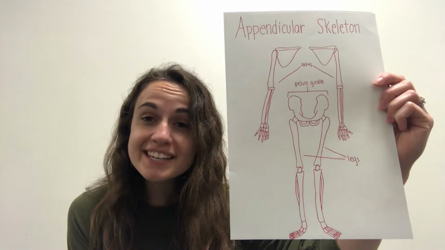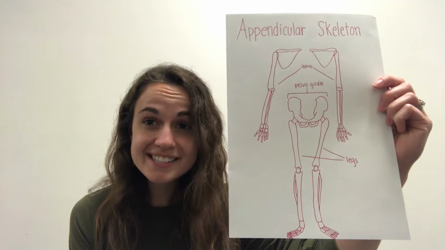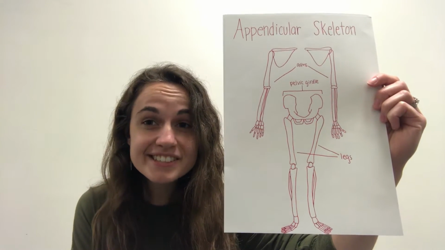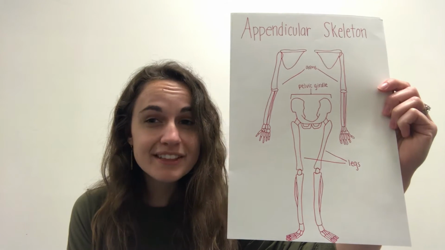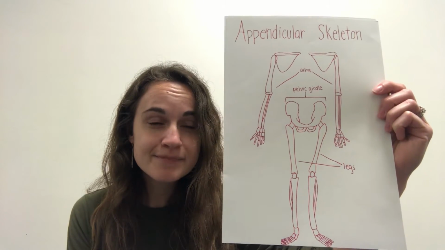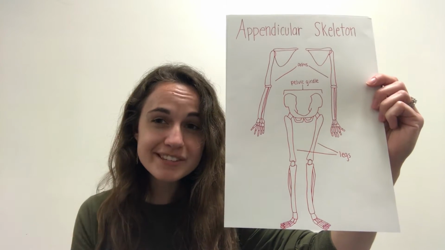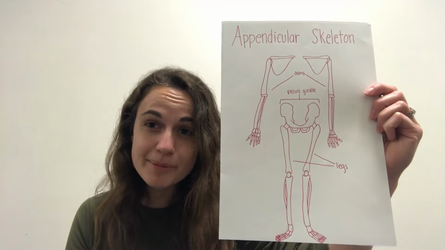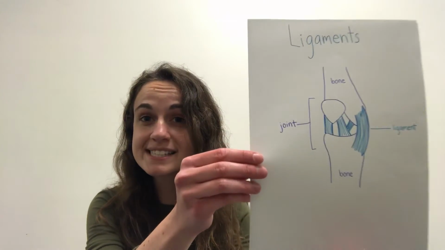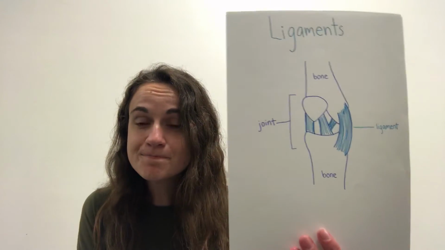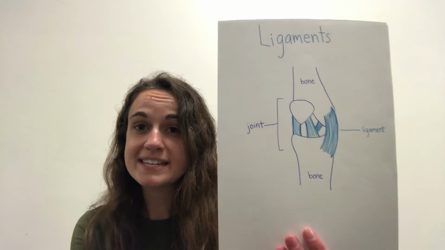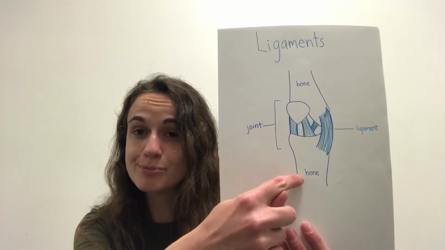So between the appendicular skeleton here and the axial skeleton that we just learned about, that's all of the bones in your body. But there's still one more part of the skeletal system that we need to talk about. This is an important part because it holds all of the bones together. I'm talking about ligaments. So ligaments are what connects one bone to another bone.